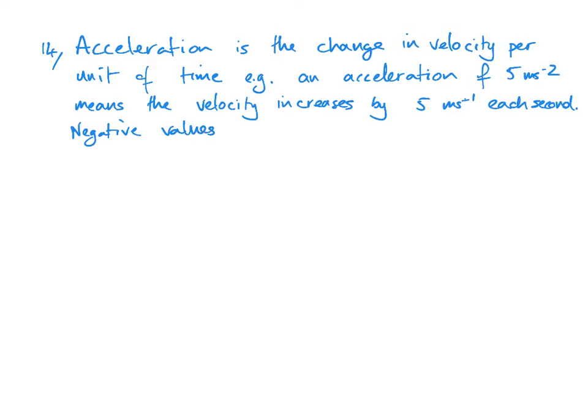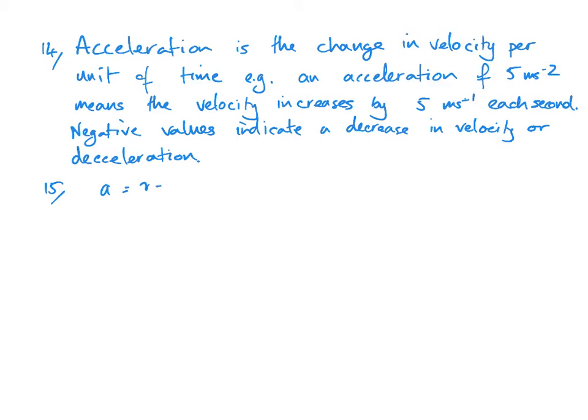Negative values indicate a decrease in velocity or deceleration. And it's the same formula for both. That's v minus u divided by t. Work out the change in velocity, divide it by the time, because it means change in velocity per second.